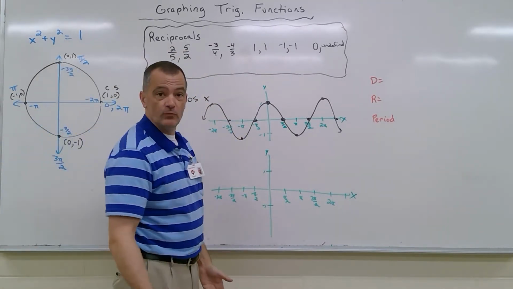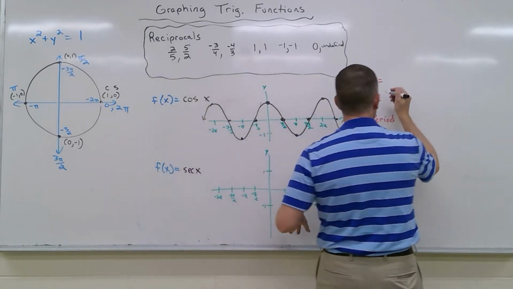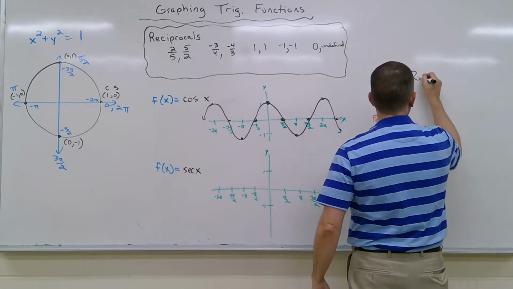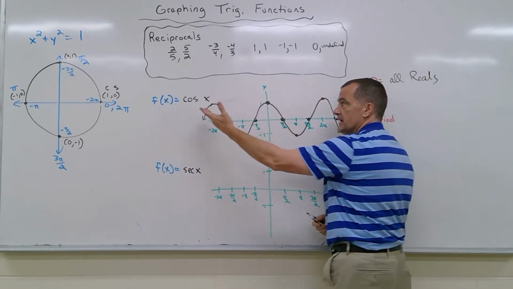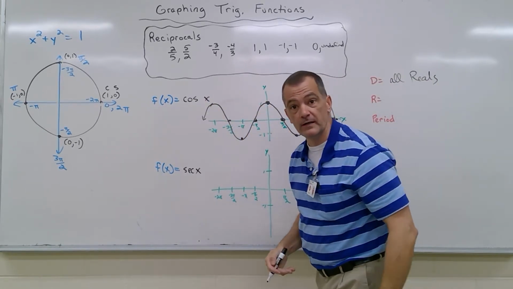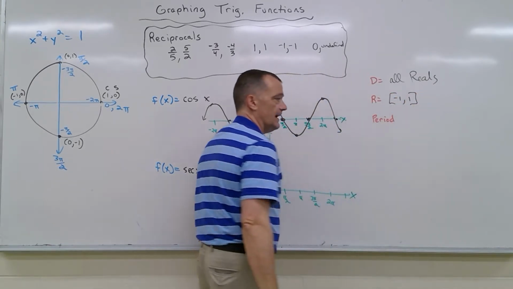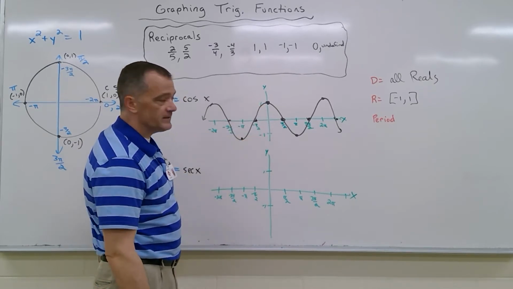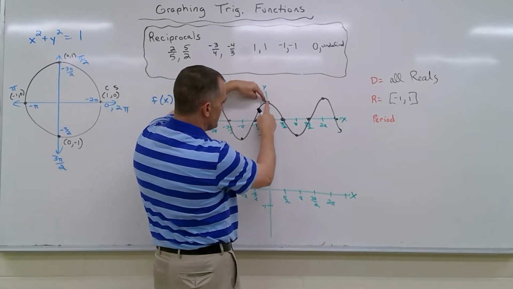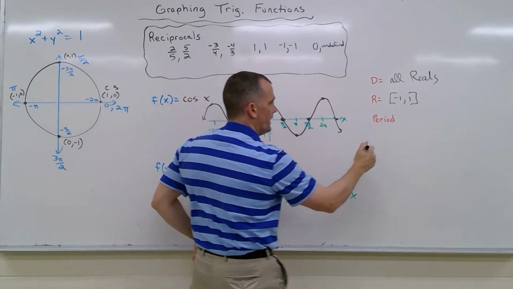So the domain, once again, sine and cosine, the domain's the same. You can plug in anything. It's all real numbers, all reals. The range, it seems to be trapped, in this case, between -1 and +1. So using interval notation, I'll write it just like that. And just like the sine function, the period here, let's see how long it takes for it to repeat. So it goes from here, goes down, all the way up, 2 pi.